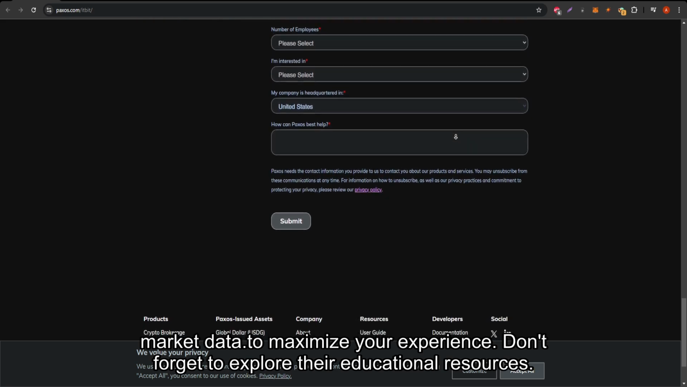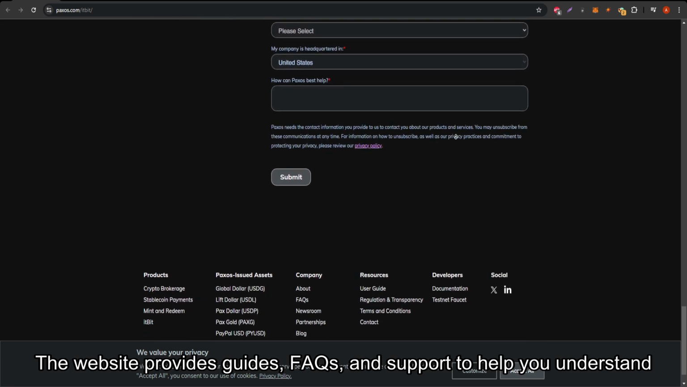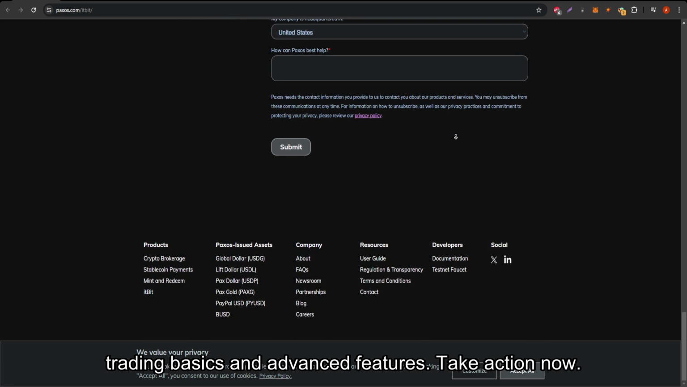Don't forget to explore their educational resources. The website provides guides, FAQs, and support to help you understand trading basics and advanced features.